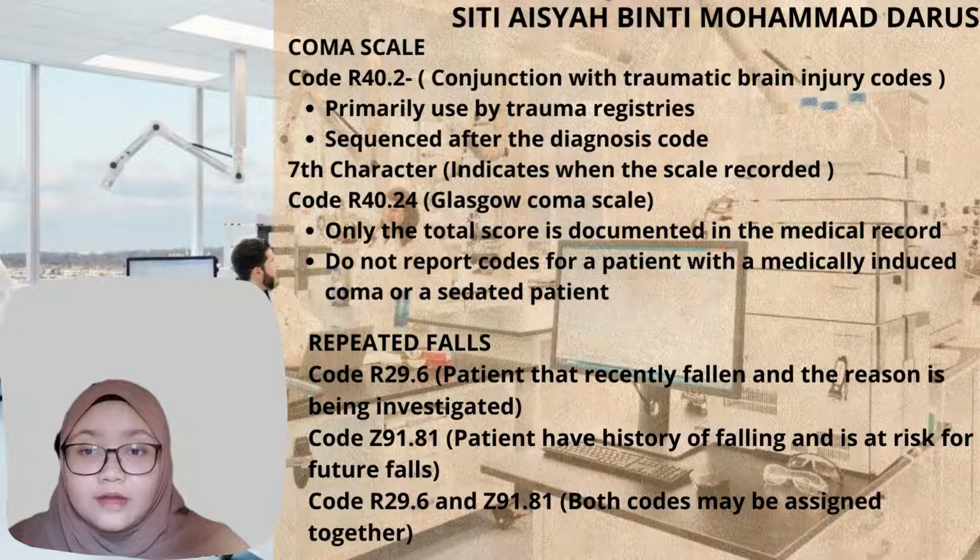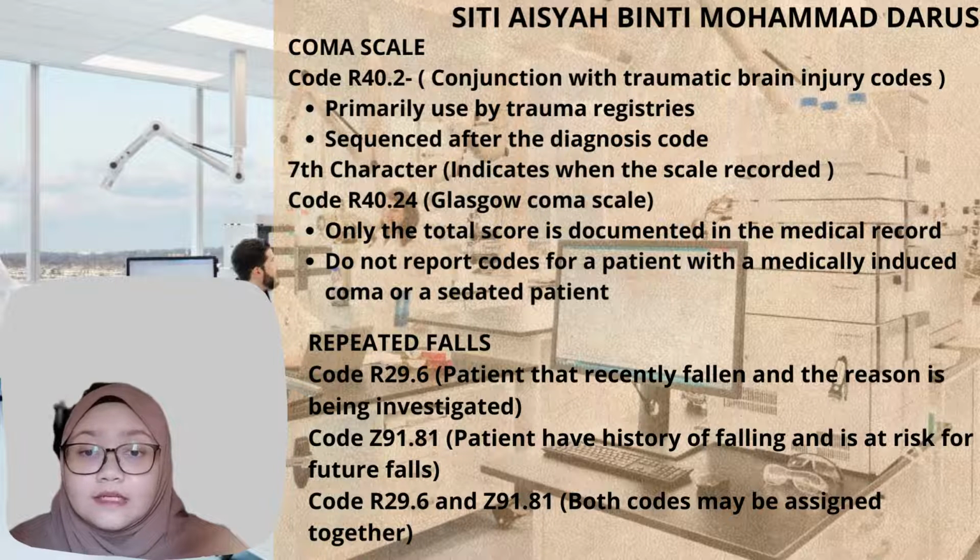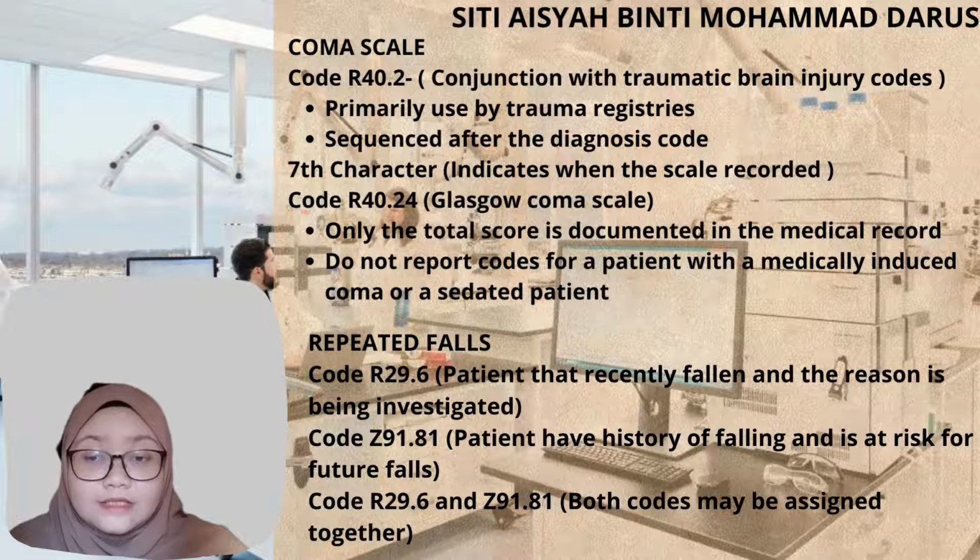One code from each subcategory is needed to complete the scale. The 7th character indicates when the scale was recorded. The 7th characters should match for all 3 codes. Assign code R40.24-, which represents the Glasgow Coma Scale total score, when only the total score is documented in the medical record and not the individual scores. Do not report codes for a patient with a medically induced coma or a sedated patient.